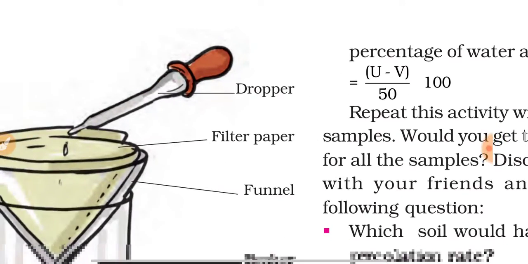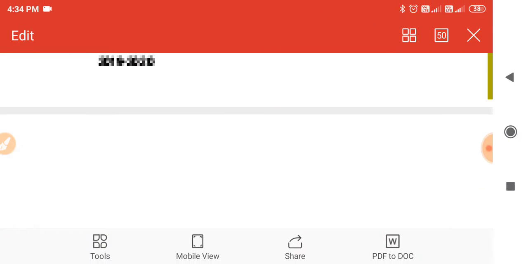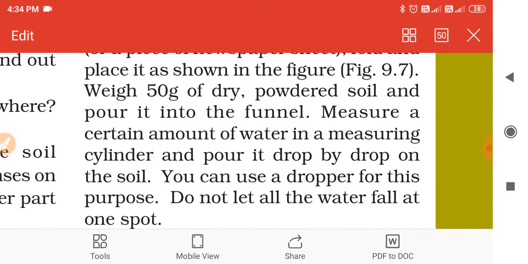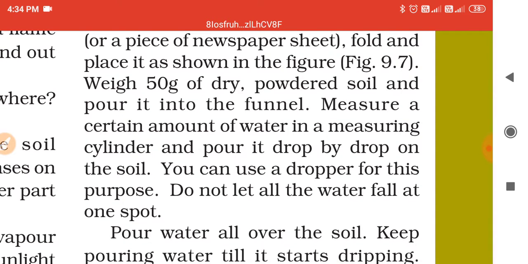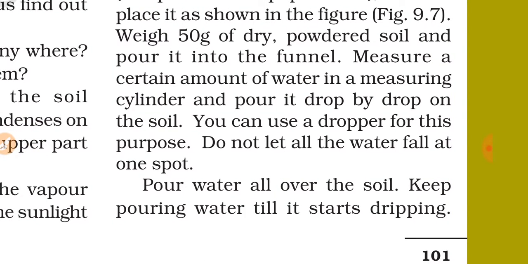You can see in figure. Okay, this type of paper you have to make. Now weigh 50 grams of dry powdered soil and pour it into the funnel. Measure a certain amount of water in a measuring cylinder and pour it drop by drop on the soil. You can use a dropper for this purpose.